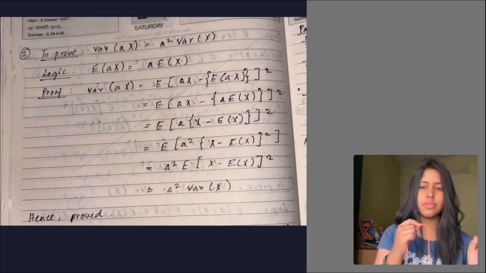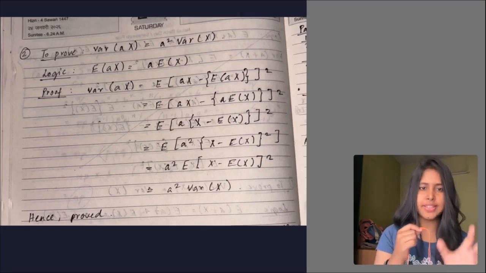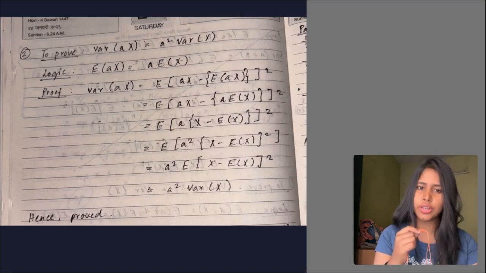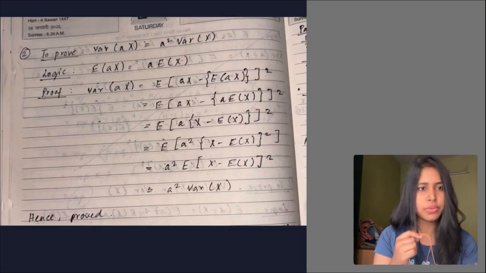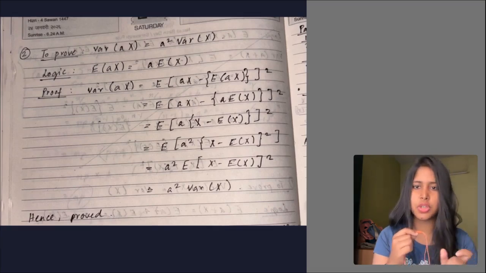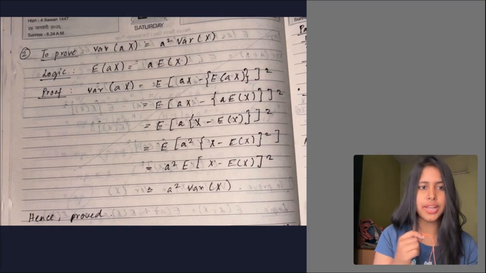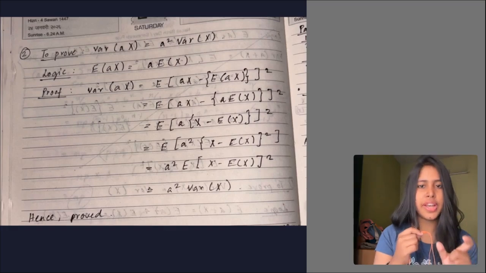Look at the variance. Variance of ax is equal to expectation of ax minus expectation of ax, whole square, right? Then as we have just found the expectation of ax, what will be the result? It will be a times expectation of x. So we just substitute that in place of expectation of ax. Then what do we get? We get expectation of ax minus a times expectation of x, whole square.